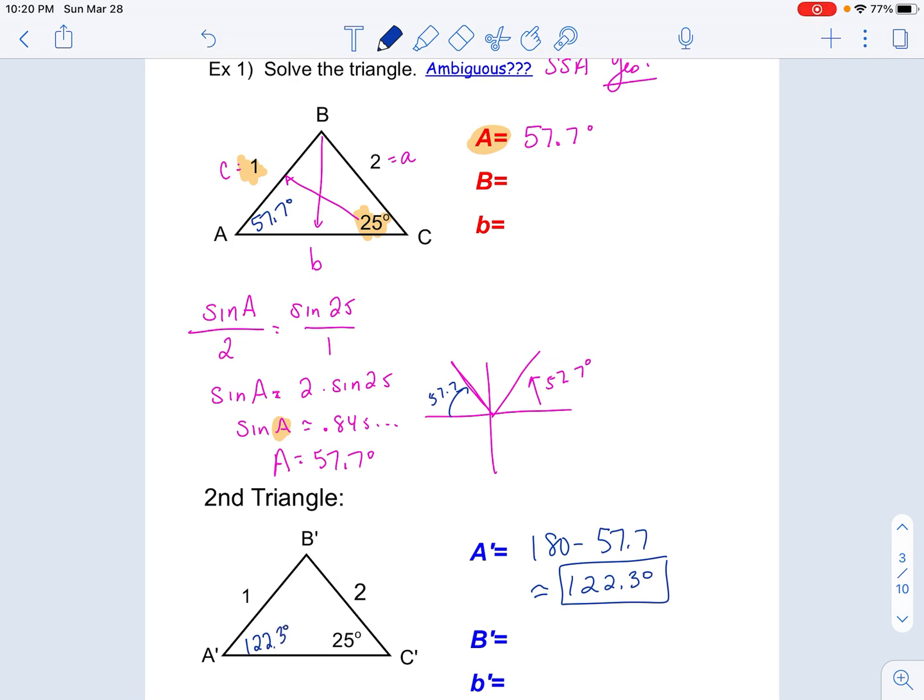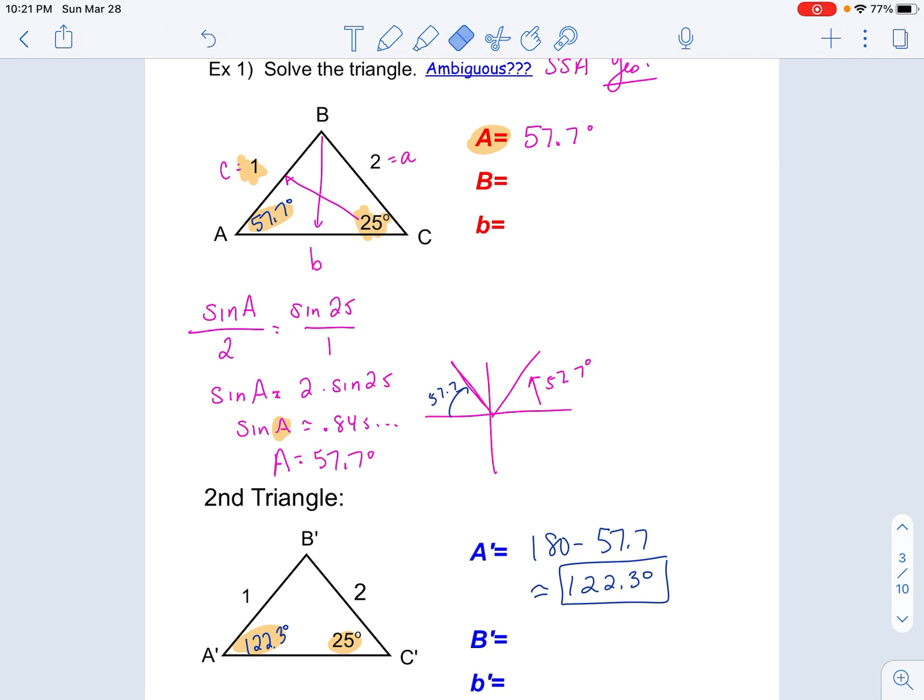Okay, so we've got to see, can this be an actual triangle? So far in the triangle up above, we're good. We've got 57.7 and 25. That does not add up to anything over 180. And down here, if this is 122.3 and that's 25, that's 147.3. That's under 180 as well. So in this situation, we are going to get two triangles.